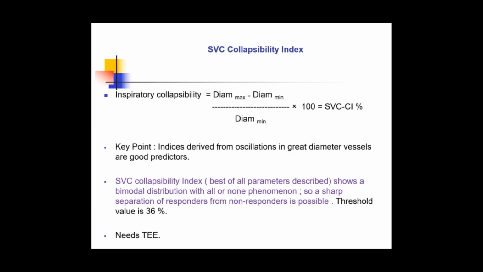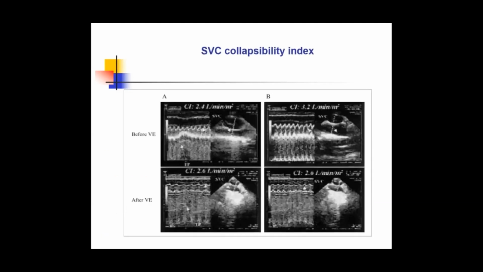It shows a bimodal distribution with an all-or-none phenomenon. And so a sharp separation of responders from non-responders is possible. Threshold value is 36%, and it needs a transesophageal echocardiography for measuring this.